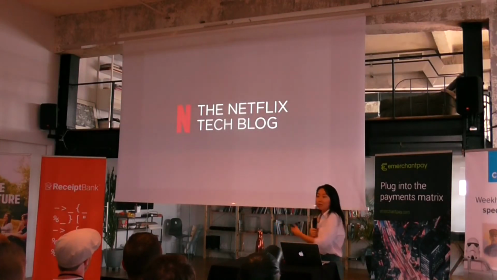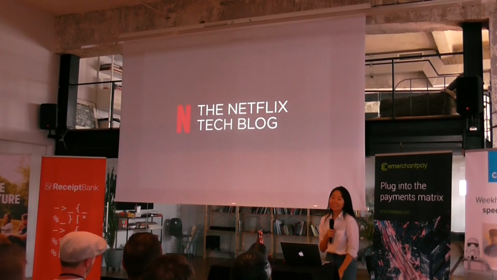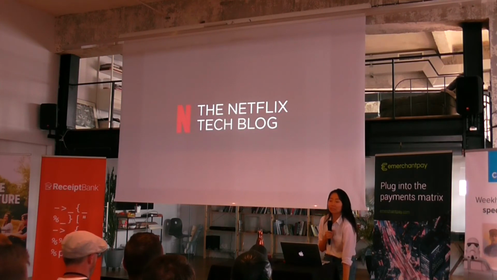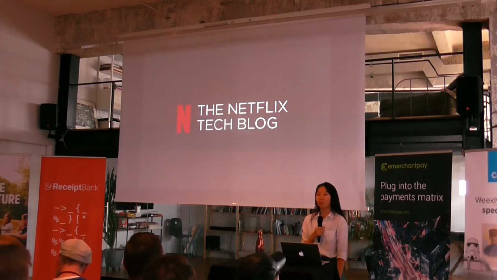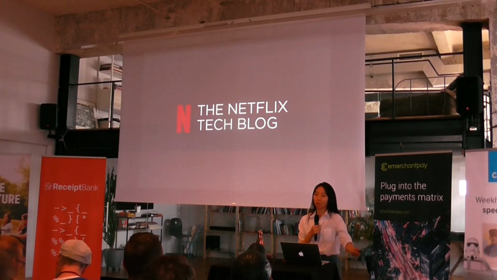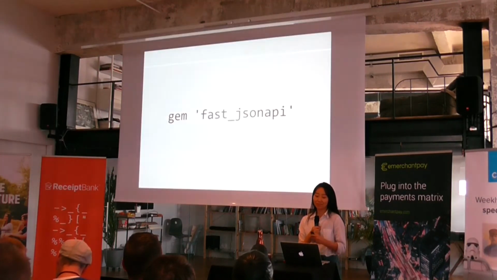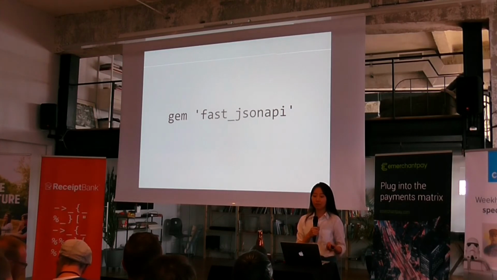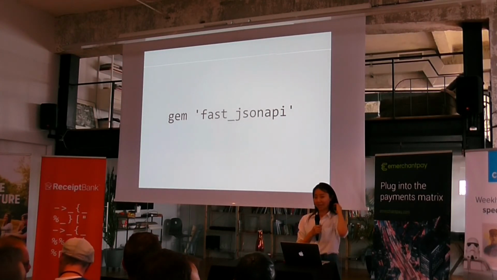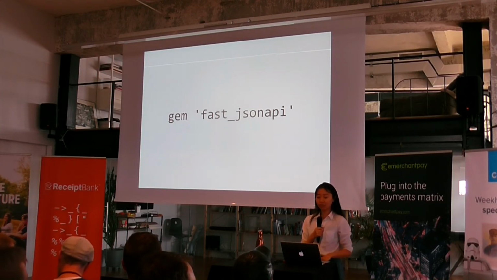And of course, like we heard this morning, in February of 2018, the Netflix tech team actually released a gem. I think it's really awesome when your team works on cool stuff and you open source it to share with the rest of the community. This gem is called FastJSON API, and again, like we heard, they promise a serialization time at least 25 times faster than Active Model's serializer.